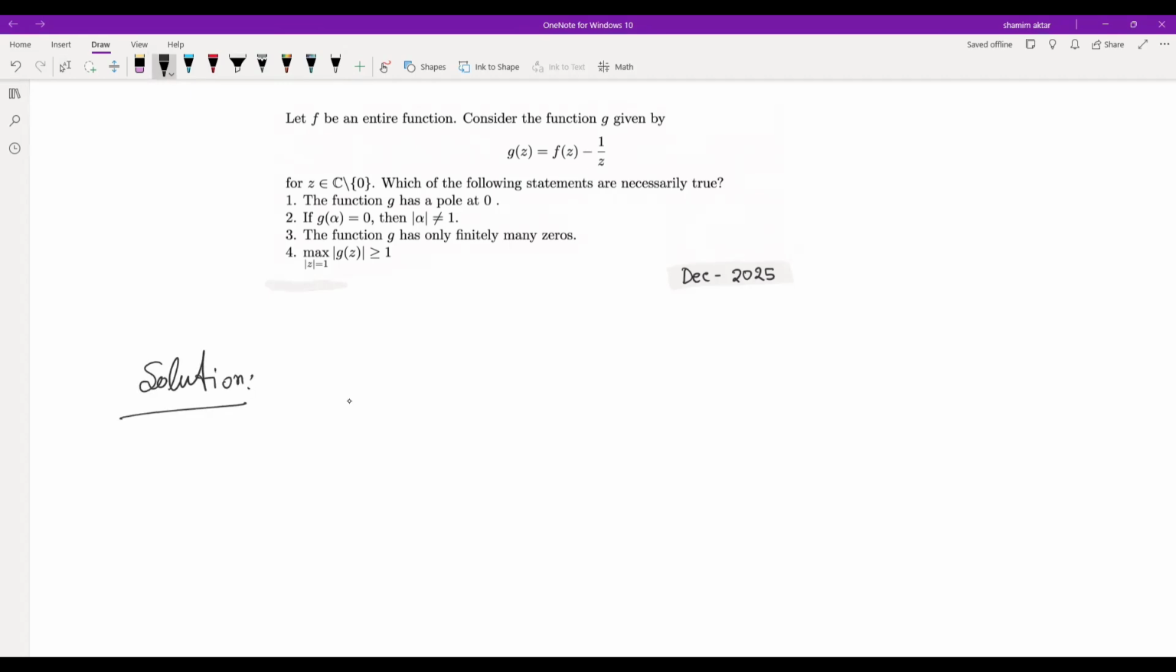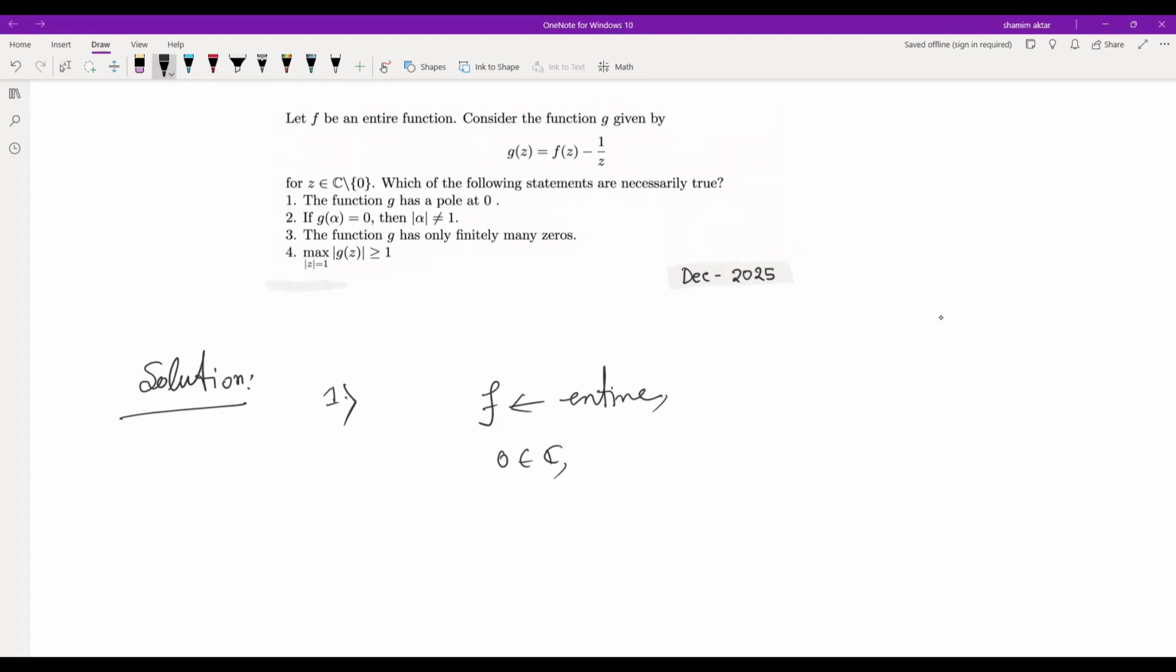Now, the first option says g has a pole at 0. Is this true or false? Now check here. f is an entire function, so 0 belongs to the complex numbers, and f is also analytic at 0, so f can be expressed as a Taylor series around 0.